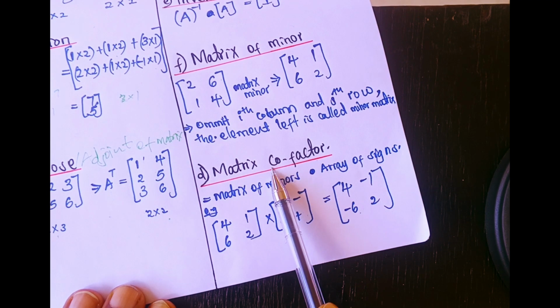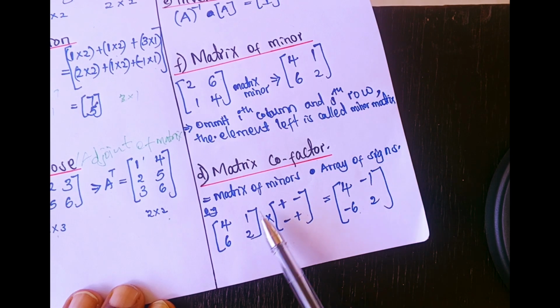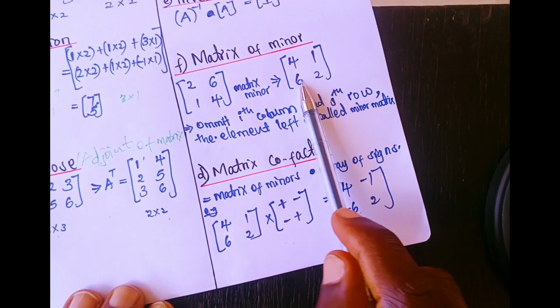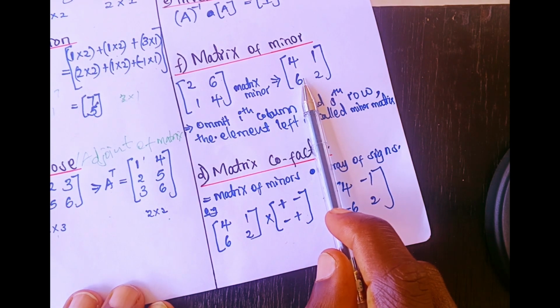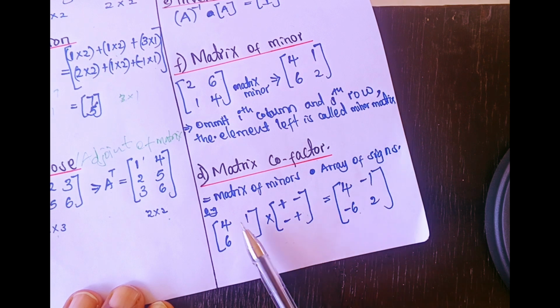For the matrix of cofactors, we are going to multiply the matrix of minors by an array of signs. For example, for a 2 by 2 matrix, because we already found the matrix of minors here, we are going to multiply it by the array of signs, which for 2 by 2 will be positive, negative, negative, positive. You know that for 2 by 2, the major diagonal will be positive and the minor diagonal will be negative. So 4 by positive 1 will be 4, 1 by negative 1 will be negative 1, and 6 by negative 1 will be negative 6, and 2 by positive 1 will be 2.